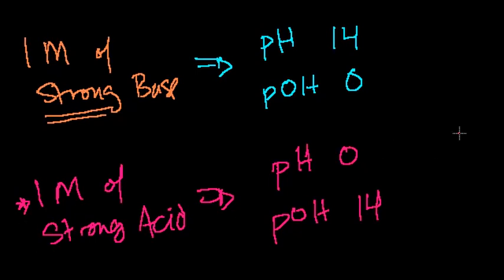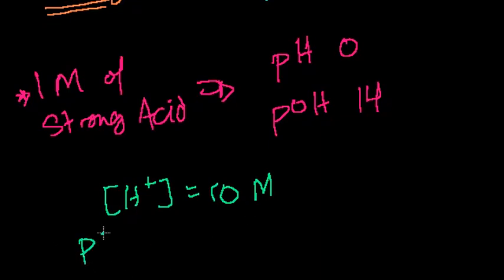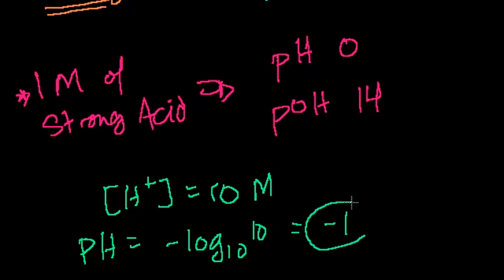If you had 2 molars of a strong acid, or actually if you had 10 molars, right? Let's say you get your hydrogen concentration to 10 molar. So if you had 10 molar of a strong acid in an aqueous solution, what's your pH going to be? Your pH is going to be the minus log base 10 of 10. The log base 10 of 10 is 1. 10 to the first power is 10. So this is equal to minus 1. So you would have a pH of minus 1 if you had 10 molar of, say, hydrochloric acid or nitric acid or anything like that.